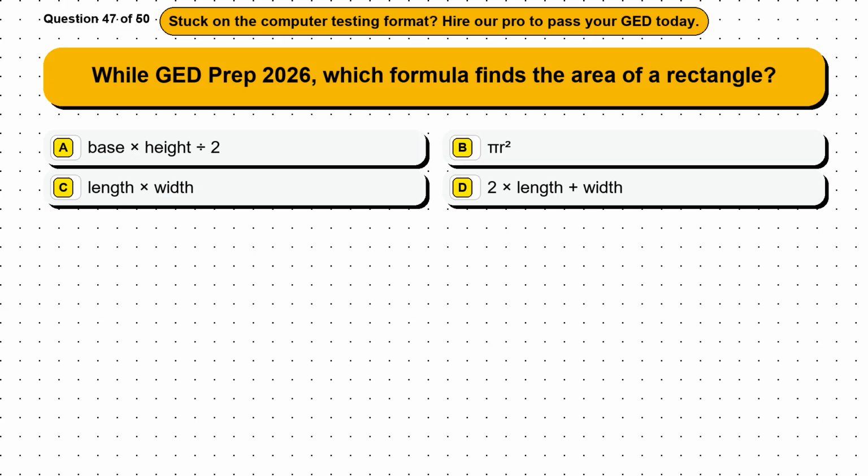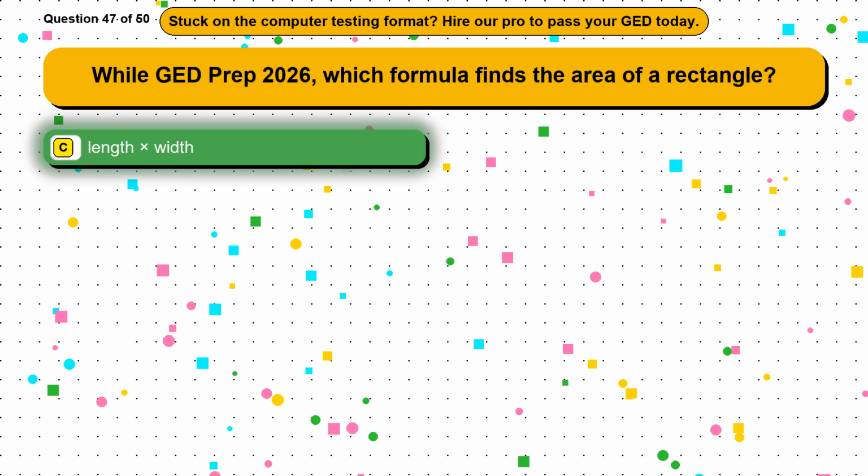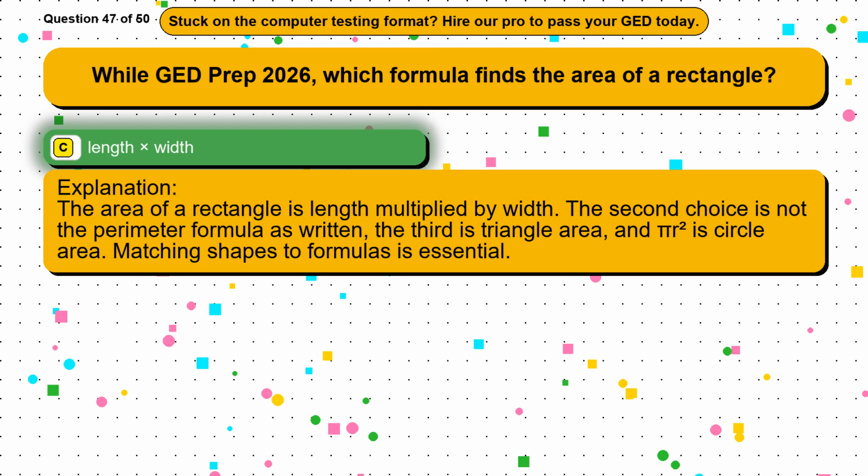Question 47. While GED Prep 2026, which formula finds the area of a rectangle? Option A, base times height divided by 2. Option B, pi r superscript 2. Option C, length times width. Option D, 2 times length plus width. The correct answer is option C, length times width. The area of a rectangle is length multiplied by width. The second choice is not the perimeter formula as written, the first is triangle area, and pi r superscript 2 is circle area. Matching shapes to formulas is essential.